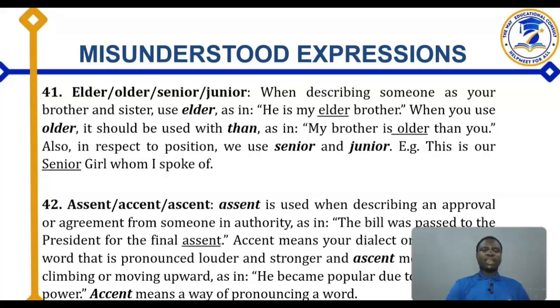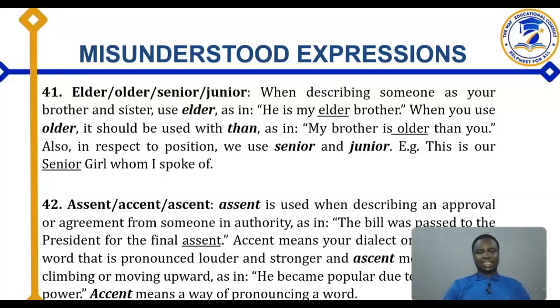This is our senior girl whom I spoke of. Now look at this one. We have assent, accent, ascent. Now, ASSENT, it means an approval or agreement from someone in authority. When you have made a proposal or something is to be done, that approval given by someone in a position of authority is what is being referred to as assent. Please take note of that. ASSENT. He gave his assent. He assented to the bill.